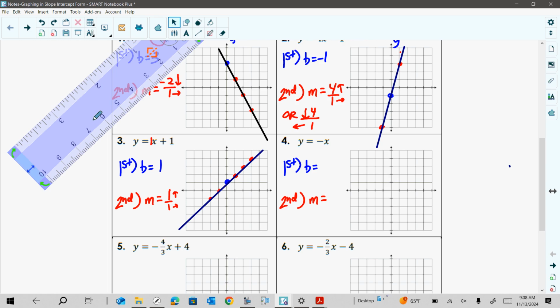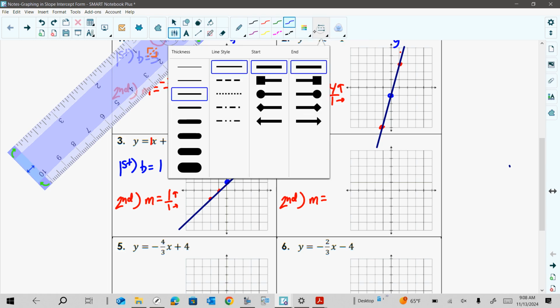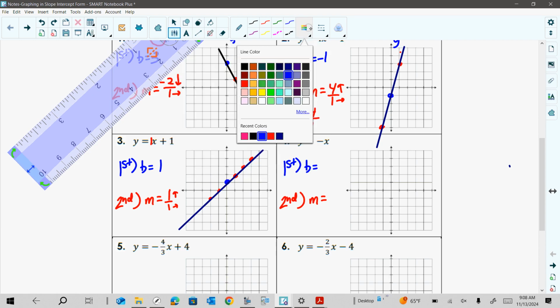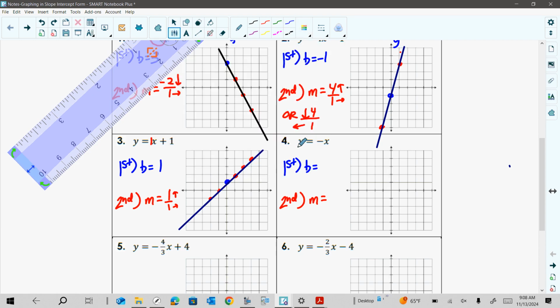All right, so I want to talk about number 4 here. Y equals negative x. What would be the b in this equation? 0. It's like saying plus 0. There's no b here. So if I don't see an adding or subtracting to the variable x, then it's 0. So that means we're starting at the origin.